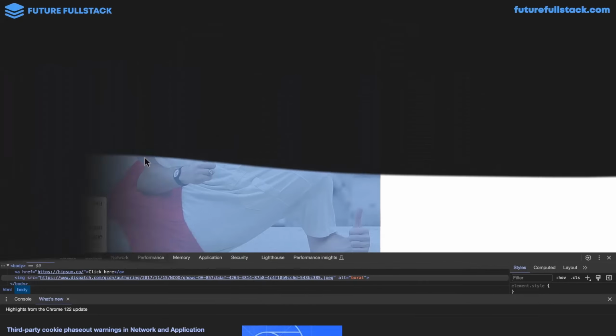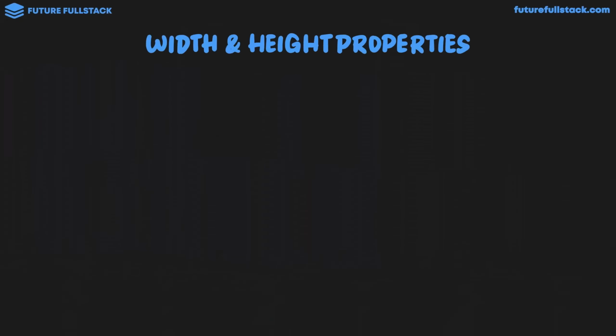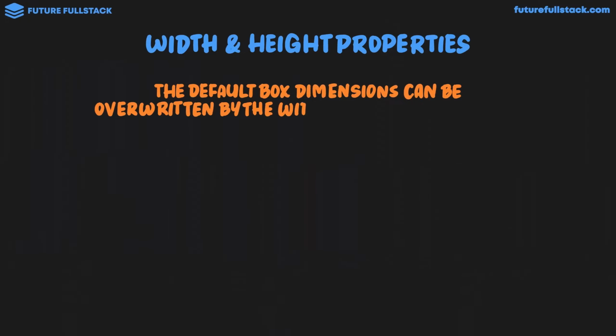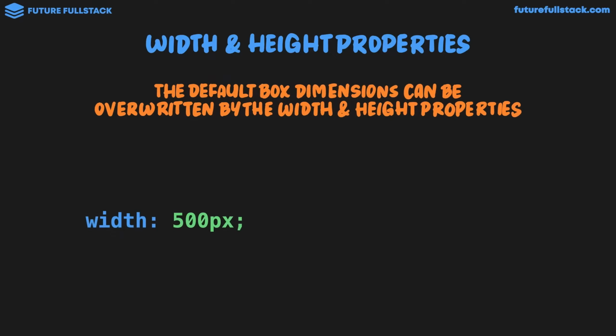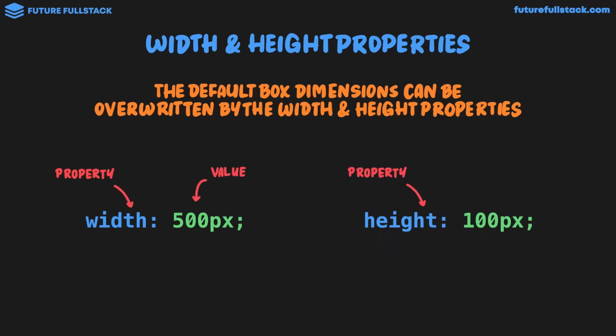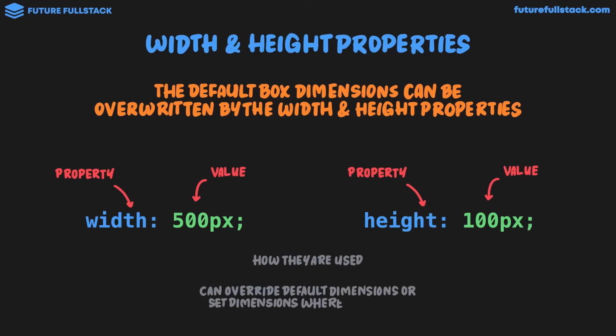So let's now talk about the width and height properties. The default box dimensions can be overridden by the width and height properties. Over here we have width set as 500 pixels. Width is the property, and 500 pixels is the value. Over here we have height set at 100 pixels. Height is the property, and 100 pixels is the value. So this is how they're used. They can override default dimensions or set dimensions where none exist.